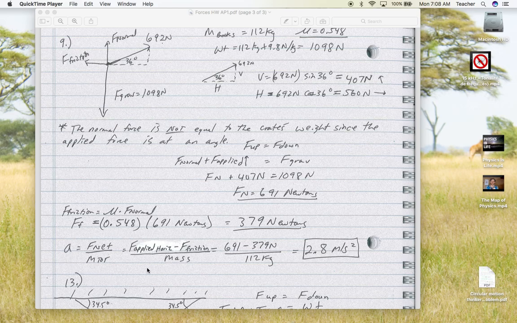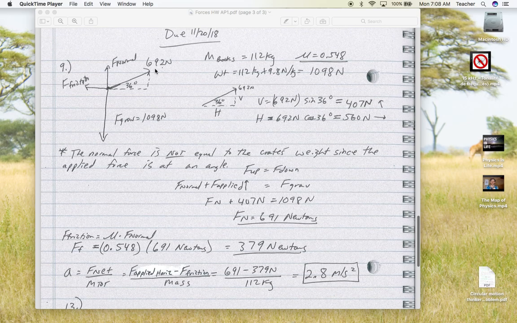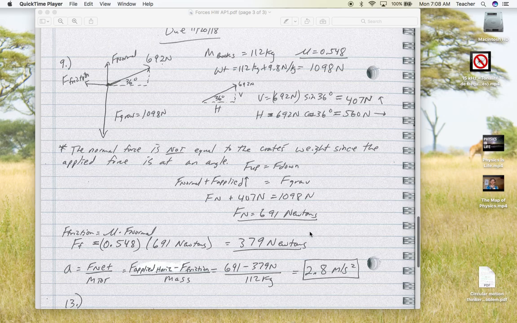So now I can find the acceleration by doing applied horizontal force minus the frictional force. Why just the horizontal component? Because the vertical forces do balance. The normal force up plus the vertical component of the applied force up are equal to gravitational force down, but the horizontal components do not necessarily balance. And in fact, when I plug this in, I get 379 newtons of frictional force. That's less than the horizontal component of the applied force. So, I screwed up.